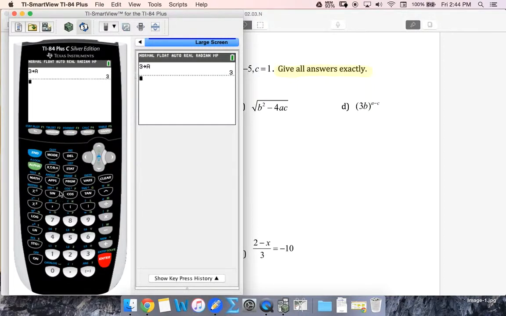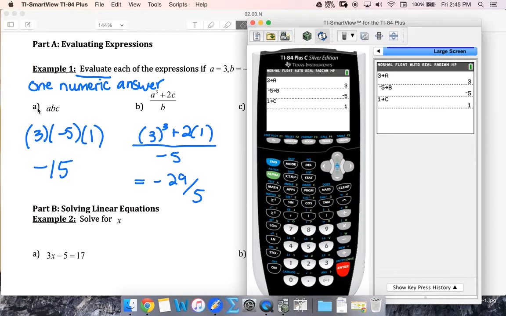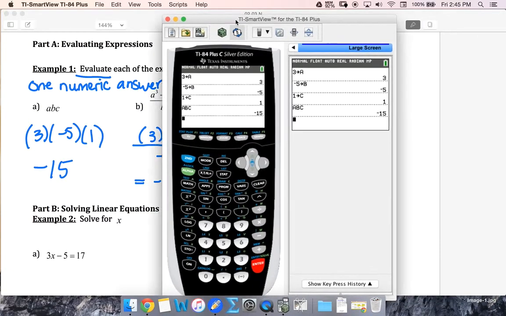And then I'm going to take B, which is -5, so type the number first and then store and then the letter. So now my calculator thinks the letter B is -5. 1 is getting stored as the letter C. And now I can just type in my calculations as they appear. So alpha A, B, C, hopefully is going to give a result of -15, and it does.